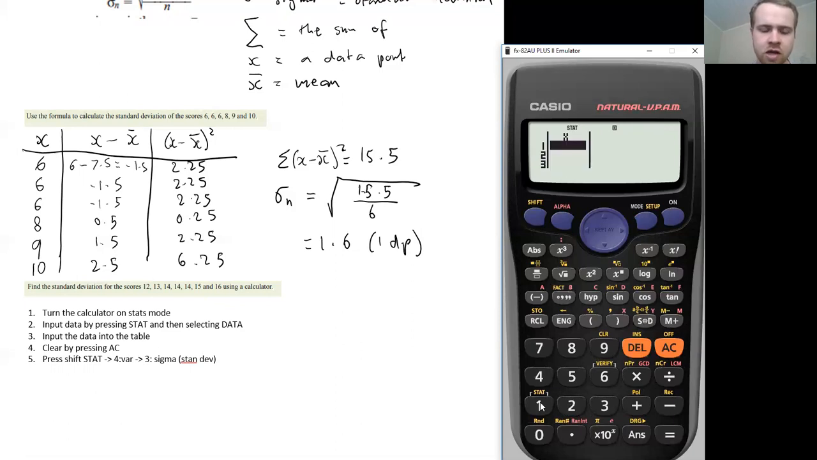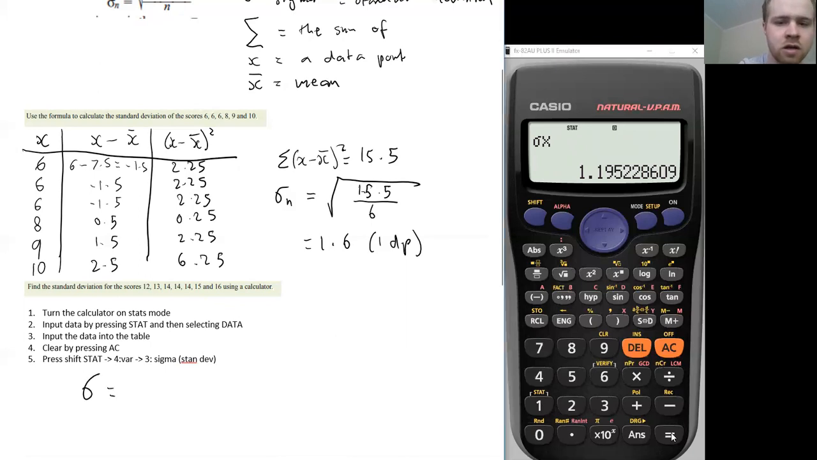So let's do this example here. We're going to go 12 is our first data point, 13, 14. Got a few 14s. Going to add one more, and then the last two are 15 and 16, equals. Okay, then clear that by pressing AC. We then go Shift, STAT, Var, and then we're going to go 3 and press equals to get our standard deviation. So our answer for this one, sigma equals 1.2. Let's do it to 1 decimal place.